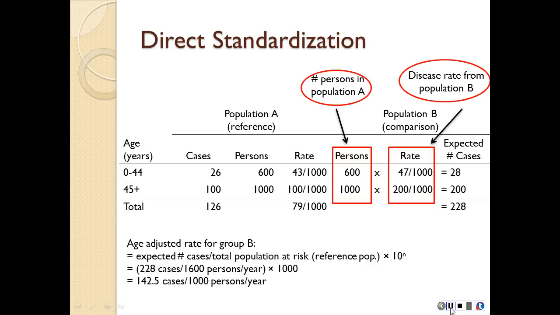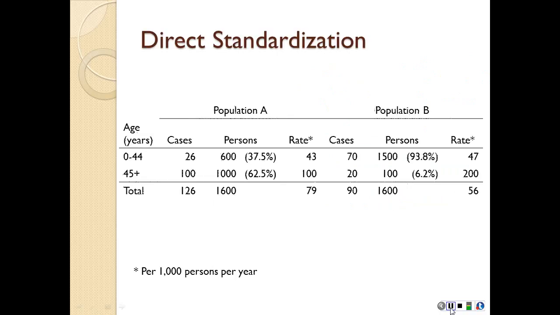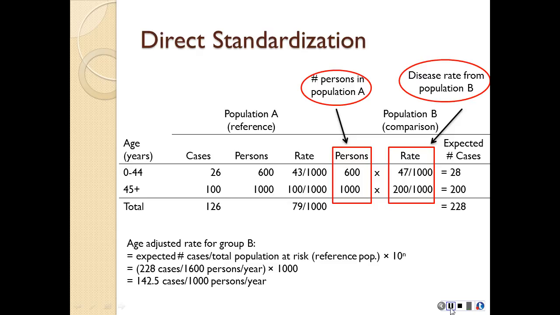We now have to convert based on the rate. So we have the disease rate from population B, which we calculated at the very beginning. We know that 47 per 1,000 people per year in the younger age group were sick in population B, and 200 per 1,000 people per year were sick in the older group, based on this information right here. So we have the stratum-specific rates. We take the population of population A, the same distribution as population A, and multiply it by the true rate of disease in population B, to get the expected number of cases we would have if population B looked identical to population A.